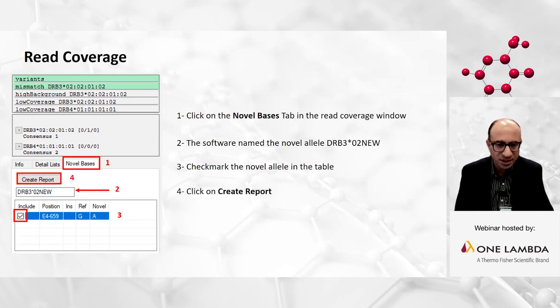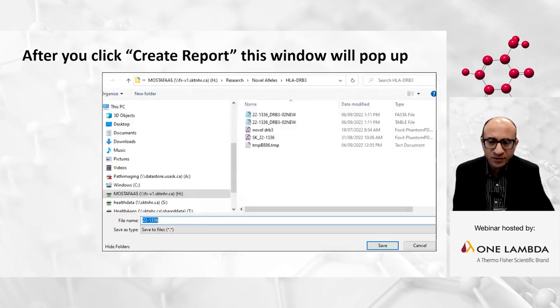This actually is an excellent feature in the TSV software because in the past, without this software, it takes a lot of time to create the FASTA Q file, the FASTA files and the annotation table. But by one click of a button, you can get them in a second, and we will see how. So after you click create report, this will pop up another window.